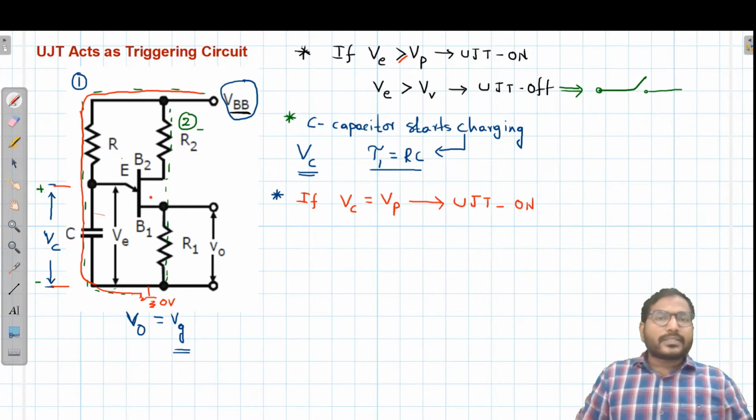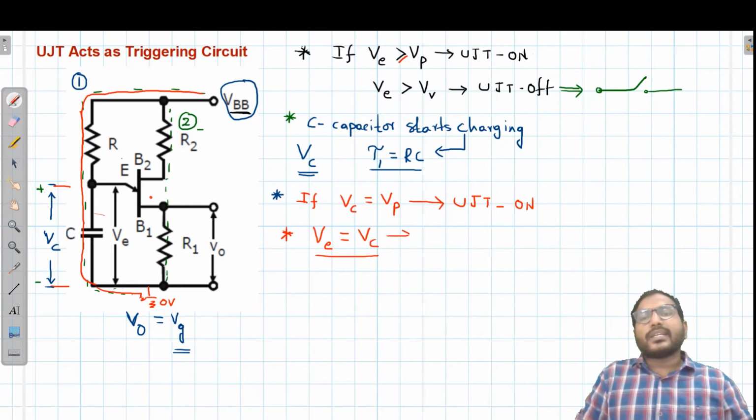In this circuit, VC is the voltage across the capacitor. The capacitor is connected between the emitter and base 1, so the capacitor voltage and the emitter voltage are in parallel. We can conclude that the emitter voltage is equal to the capacitor charging voltage. That's why we consider the condition: when VC or VE is greater than or equal to VP, the UJT will turn on.